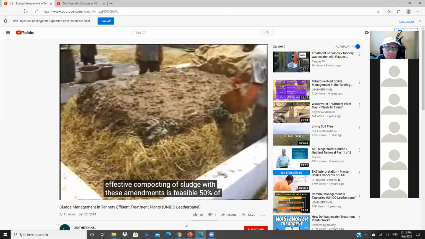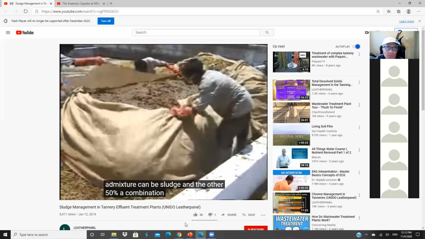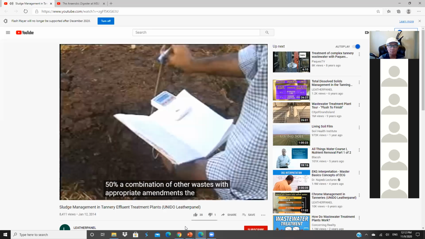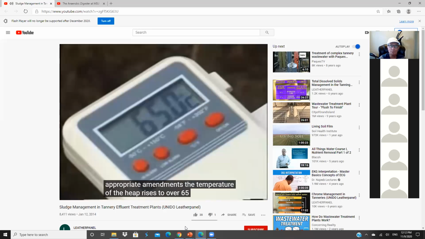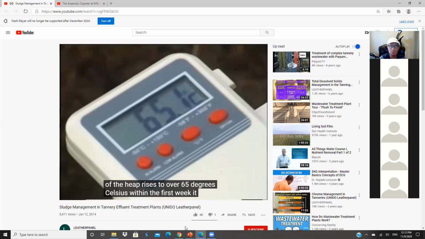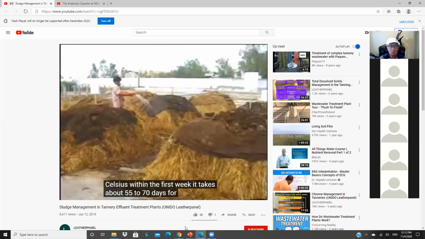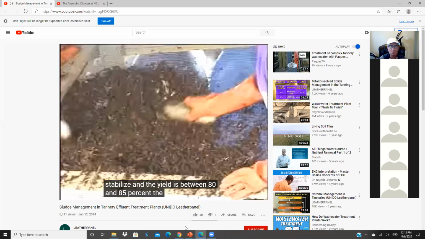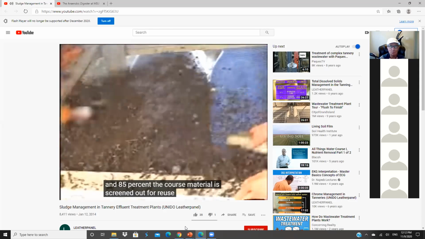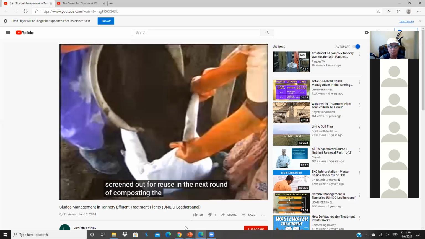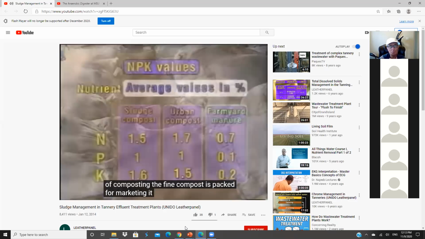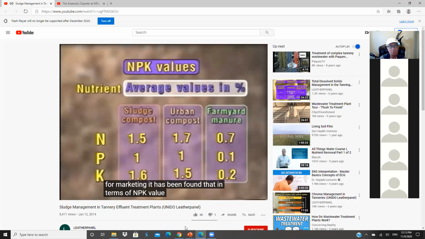50% of the admixture can be sludge and the other 50% a combination of other wastes. With appropriate amendments, the temperature of the heap rises to over 65 degrees Celsius within the first week. It takes about 55 to 70 days for the compost to stabilize, and the yield is between 80 and 85%. The coarse material is screened out for reuse in the next round of composting. The fine compost is packed for marketing. It has been found that in terms of NPK value, the quality of compost is similar to those of urban compost and farmyard manure.